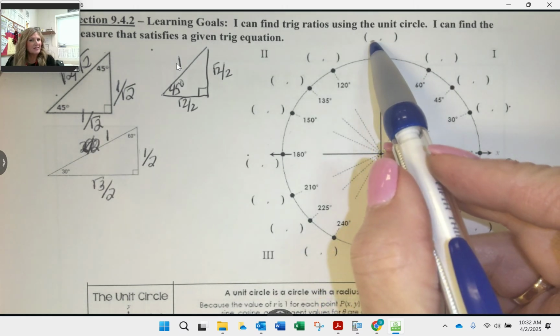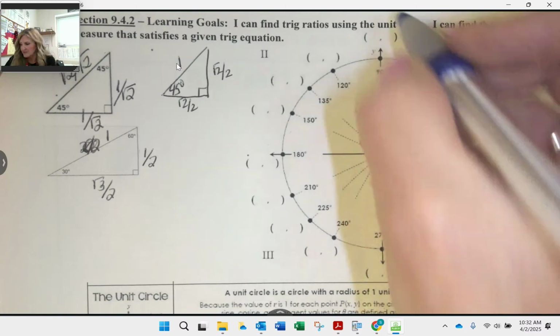What about here at 90 degrees? What's this point going to be? 0, 1.